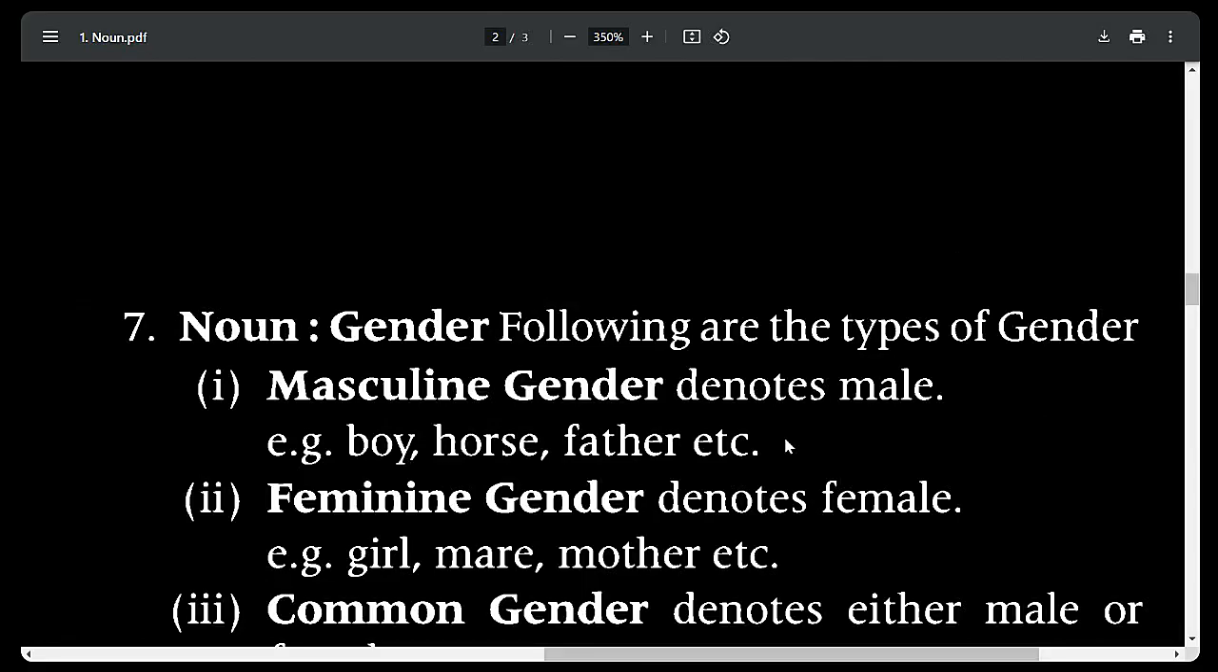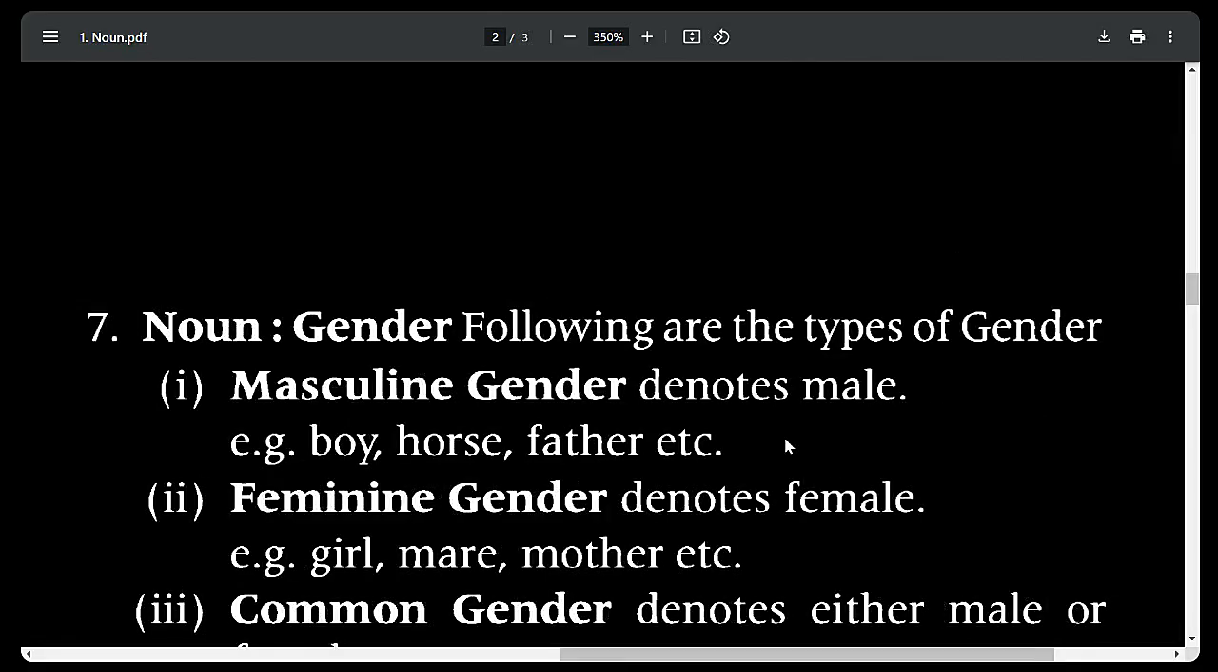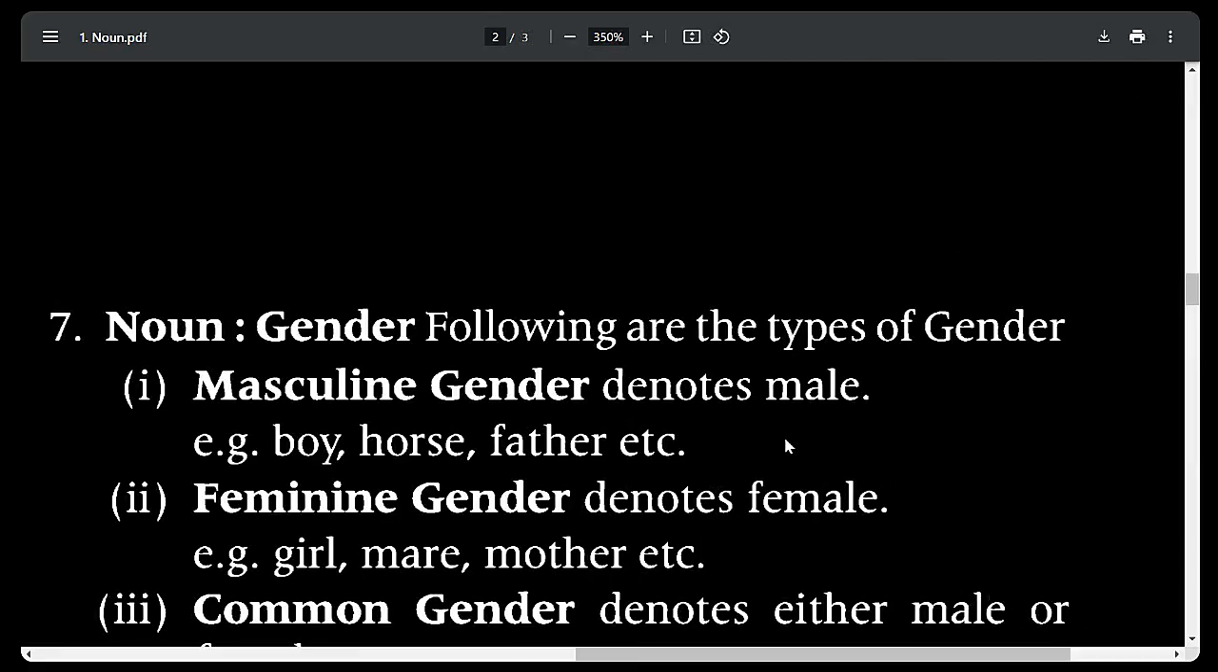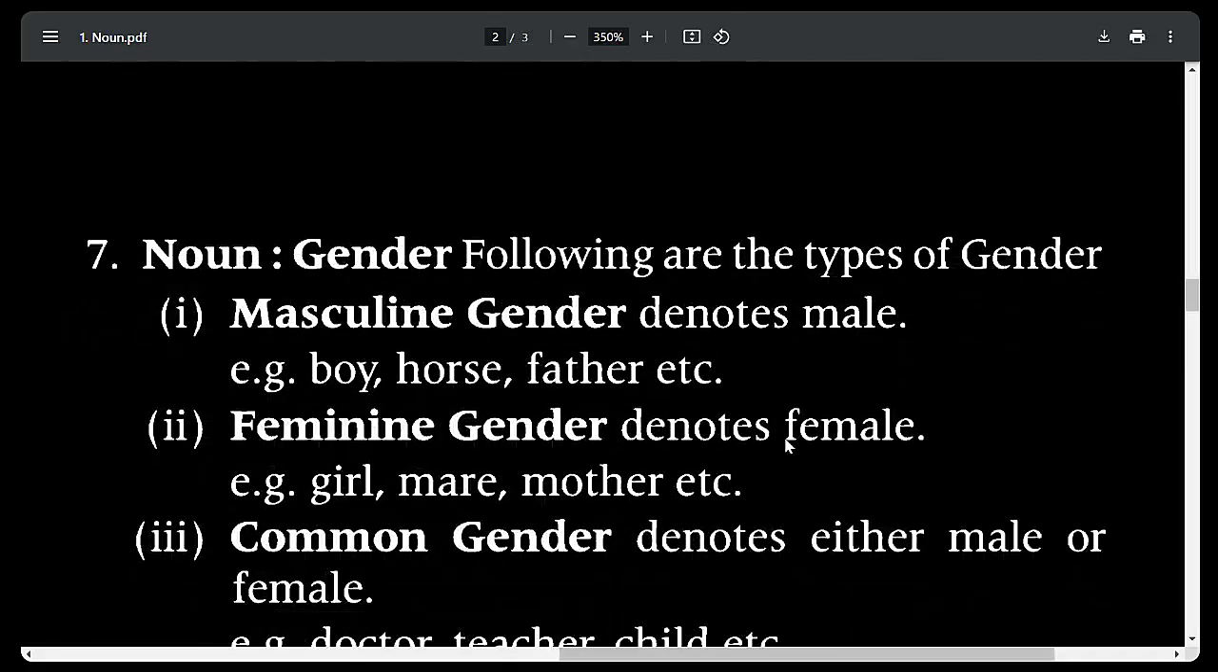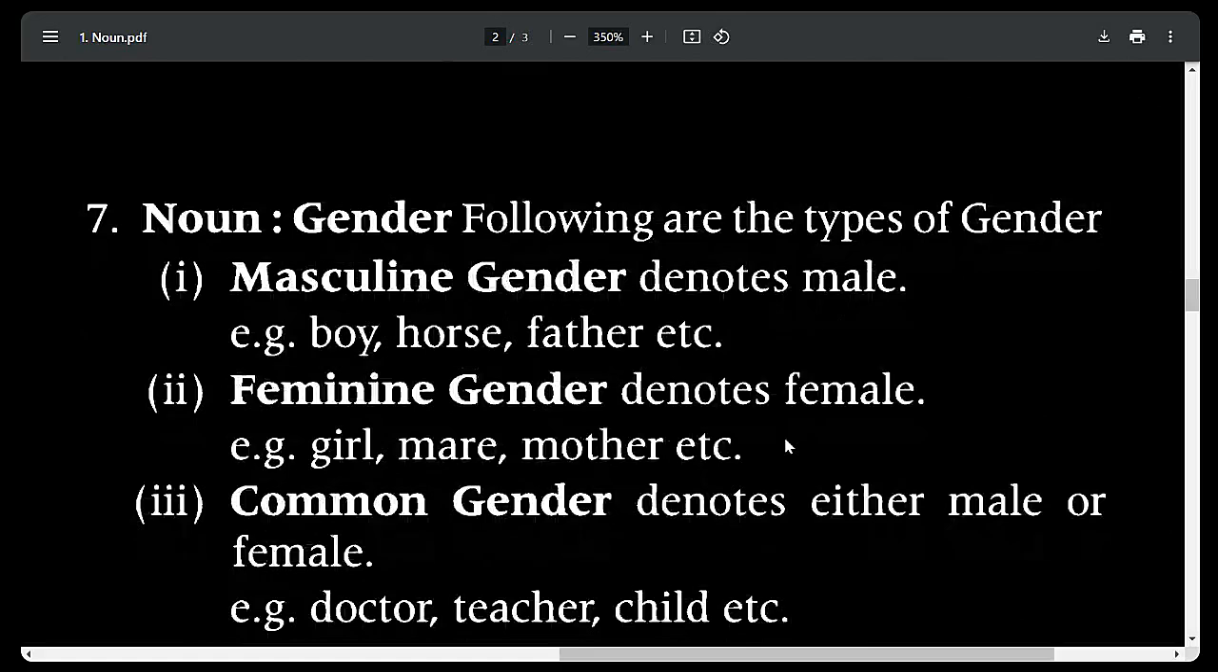Feminine gender. For boy, the feminine gender is girl. For horse, it is mare. For father, it is mother. Common gender denotes either male or female. That means this word can be used for both male as well as female.